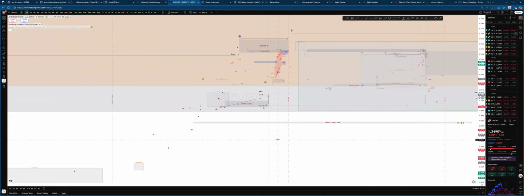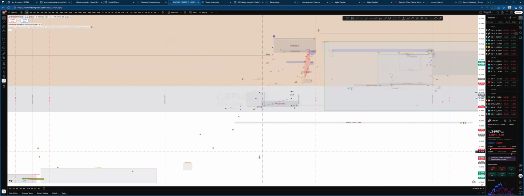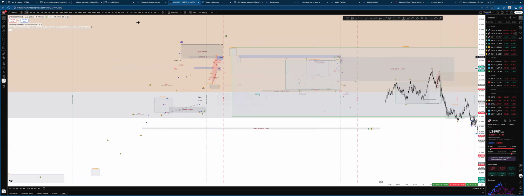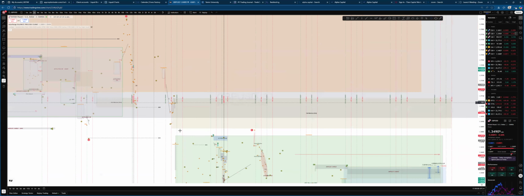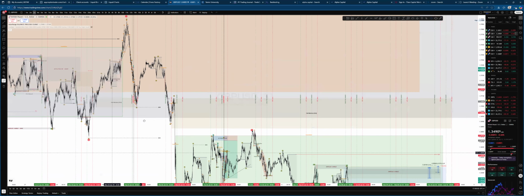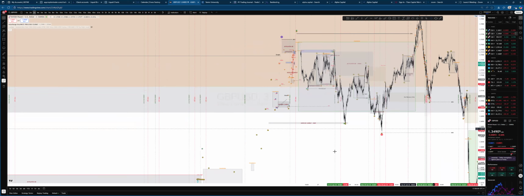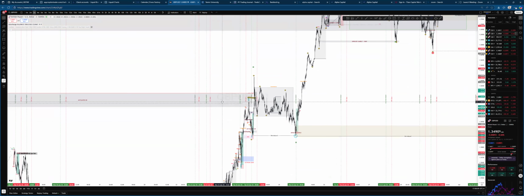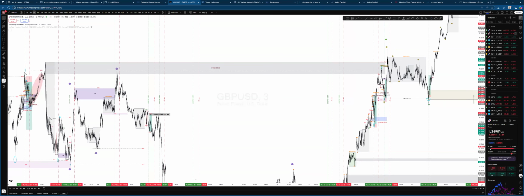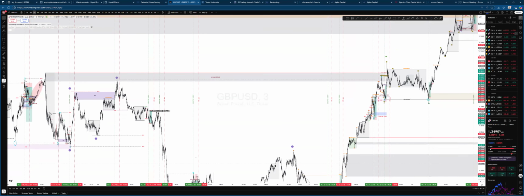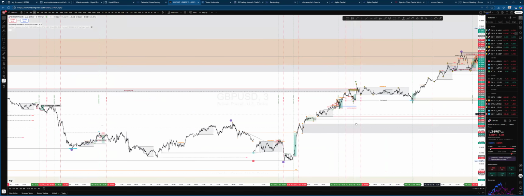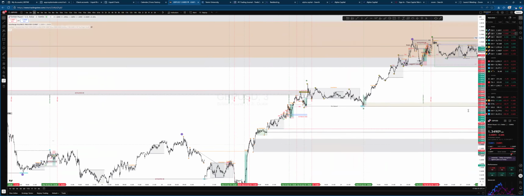I'm not sure why it's loading so slow. Okay, so price is not trying to give us what we need. So these are not the trade. Oh yes, right here. There we go.